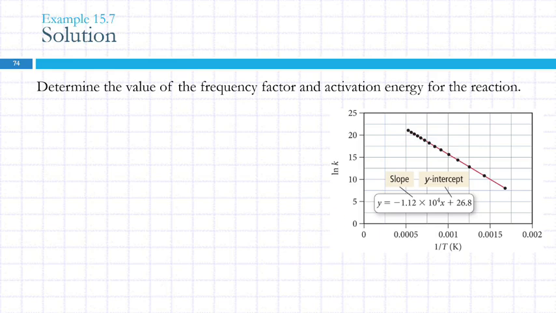So here's the graph. For all of those points, they found the natural log of K, and they found 1 over T, and then they graphed the points. Then you have Excel do linear regression, and it's going to show you an equation for this line, okay? So from this, we can figure out what the frequency factor and activation energy are.